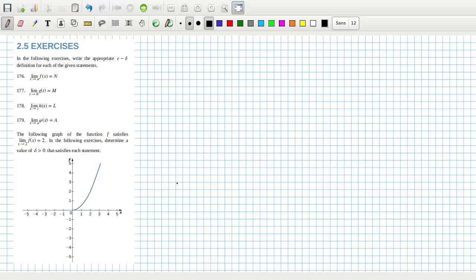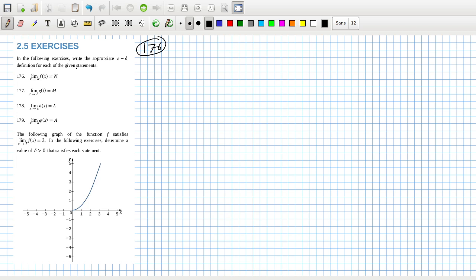Okay, let's have a look here. Okay, so for 176, in the right of the formal definition.